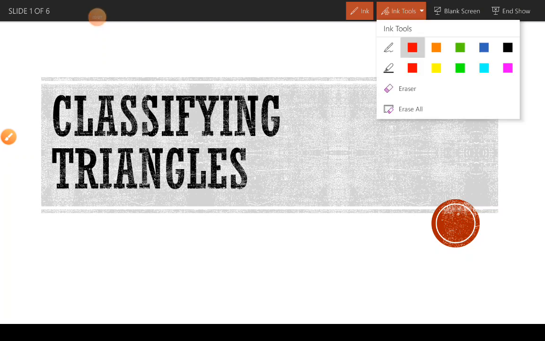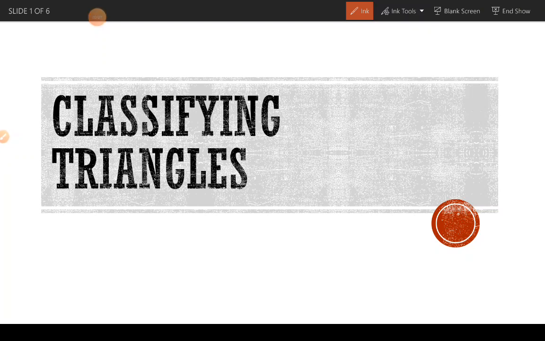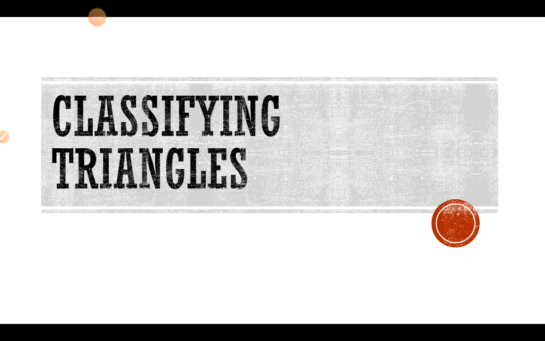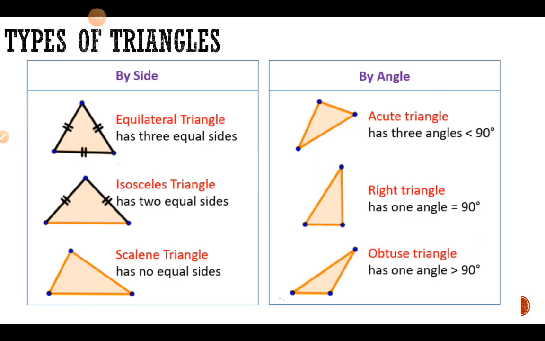Alright, in this video we're going to talk about how to classify triangles. There are triangle types by side and then by angle, and there are three of each. By side we have an equilateral triangle, which has three equal sides, an isosceles triangle, which has two equal sides, and then a scalene triangle, which has no equal sides.